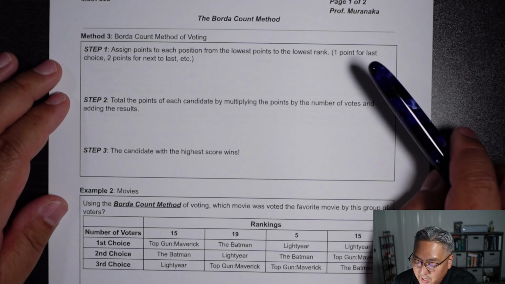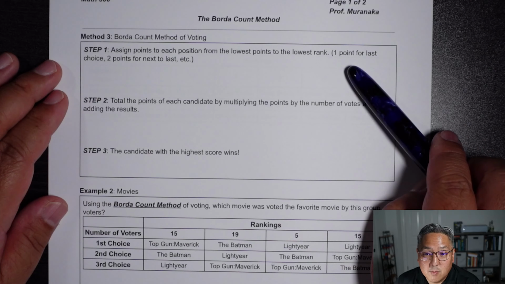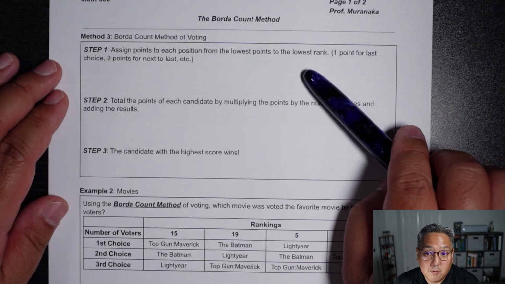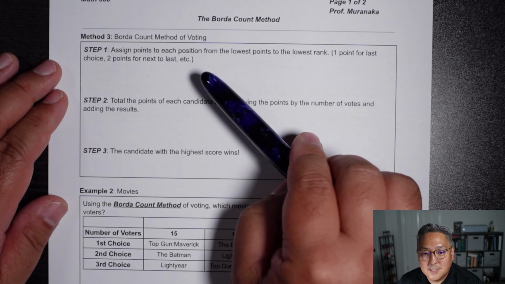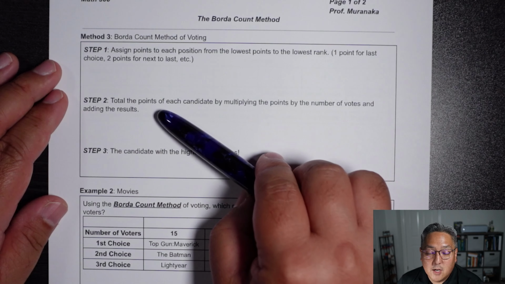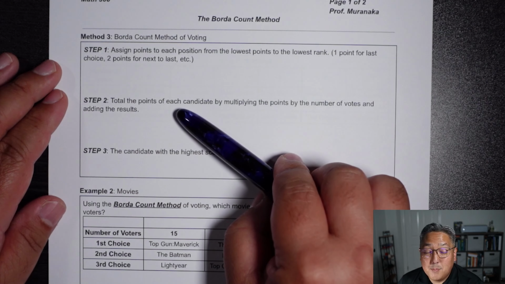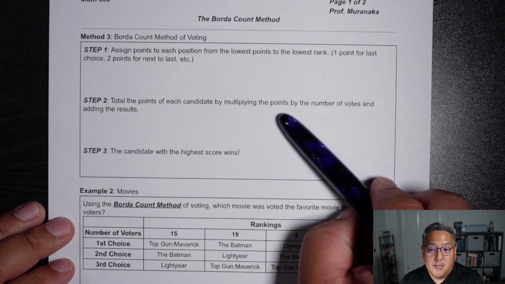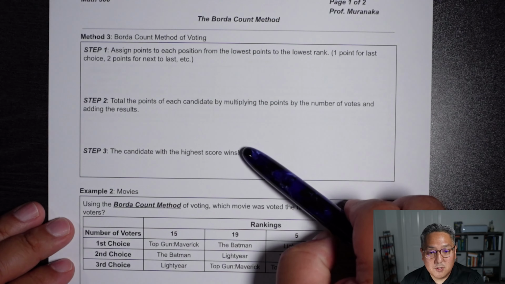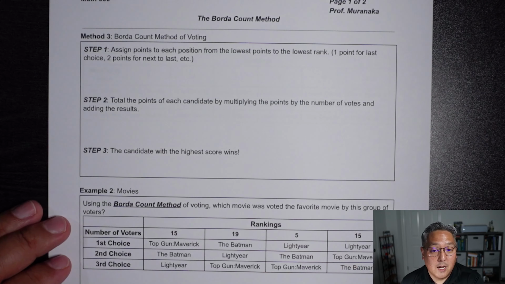So to outline the steps here, we assign points, with the lowest points going to the lowest rank. So 1 point for last place, 2 points for second to last, etc. And then we add up the total of the points based off of the counts. So we're going to have to do a little bit of multiplication here. And then once we add up all those results, we'll look at the candidate that has the highest score.